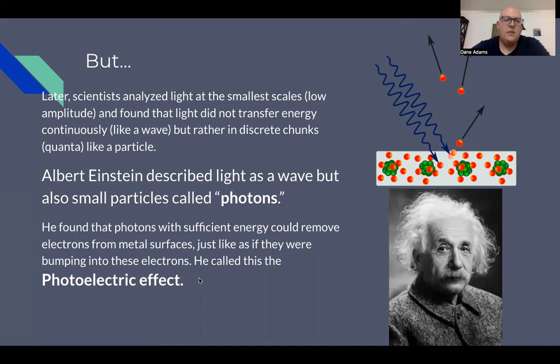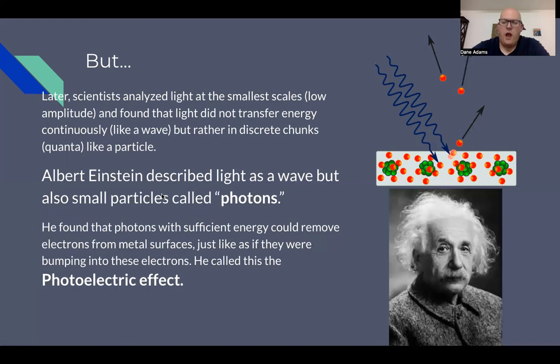And so I think we just ended with this yesterday. Albert Einstein and others discovered in the early 20th century, the early 1900s, that yes, light behaves like a wave in many circumstances, but on small scales, low amplitude dim light doesn't act like a wave. In fact, it acts more like a particle because it doesn't deliver energy continuously like a wave does. Instead, it delivers energy in discrete chunks that we call quanta, like a particle does. Albert Einstein described light as a wave, but also small particles.